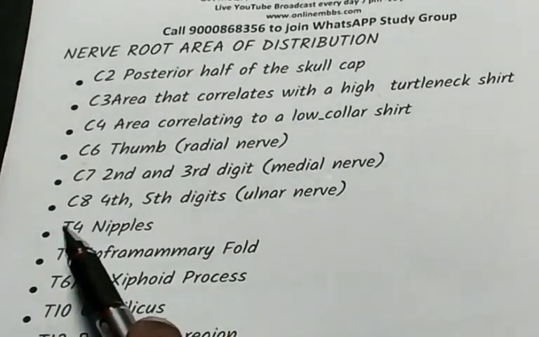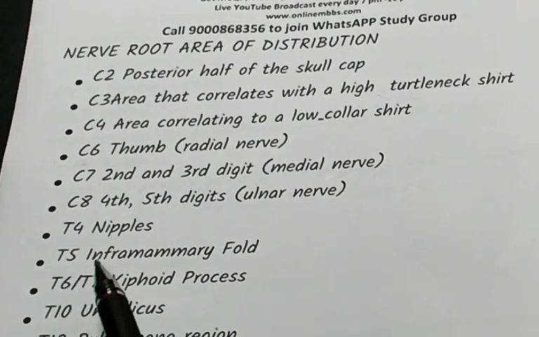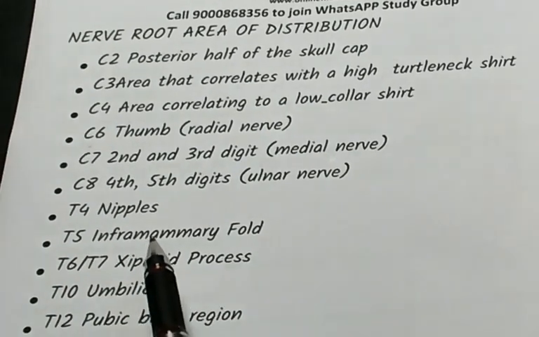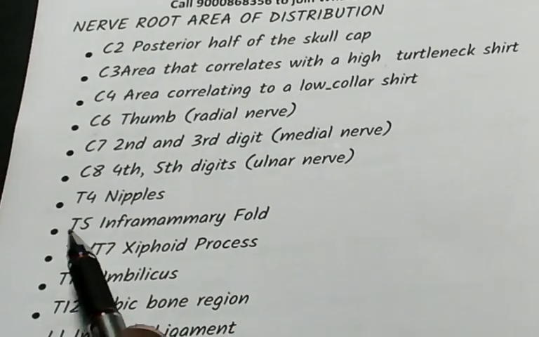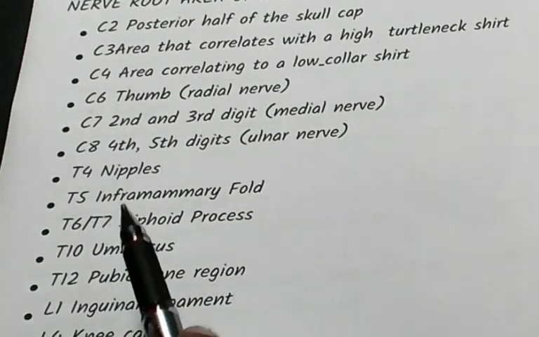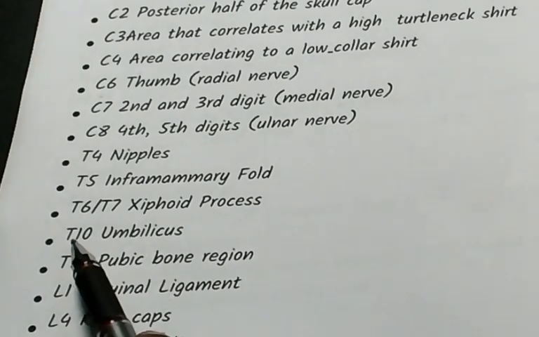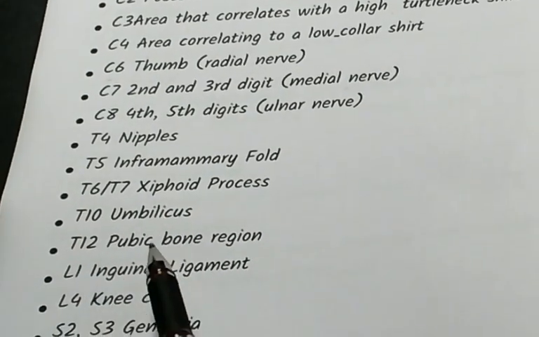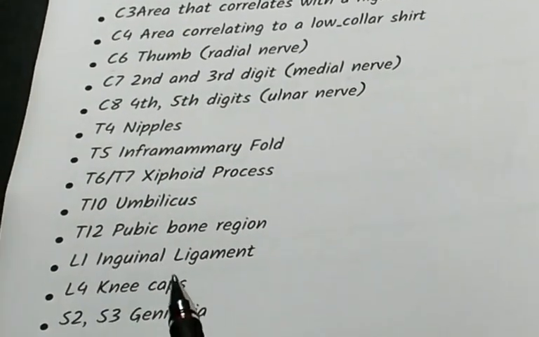Nipples hota hai T4. Please don't forget. Then inframammary area is T5. Xiphoid process is T6 and T7. Umbilicus is T10. And pubic bone area is T12.